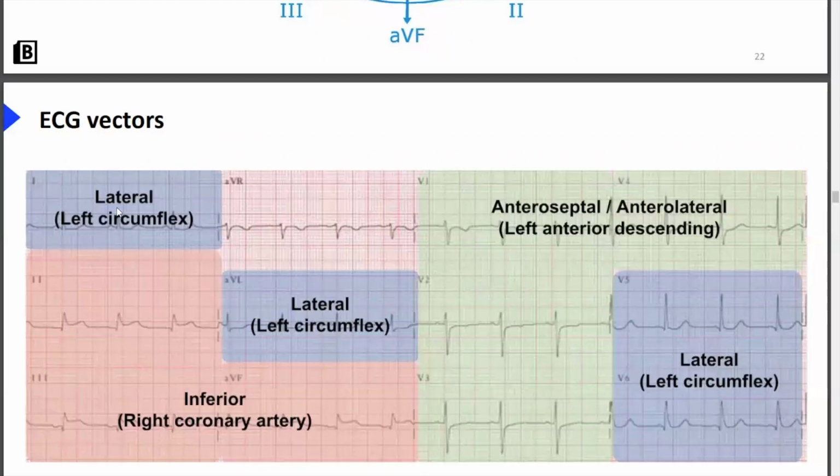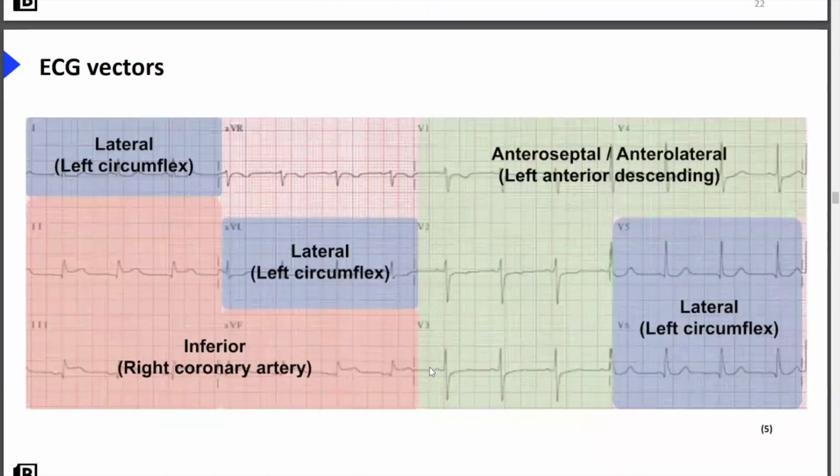So as we said, 1, AVL, V5, and V6 are lateral. V1 to V4 is anterior septal. 2, 3, AVF is inferior. And each of these different territories are supplied by different arteries. And it's really important to know this pattern.